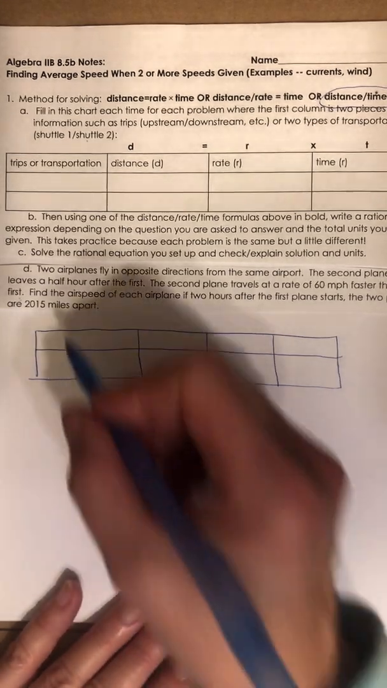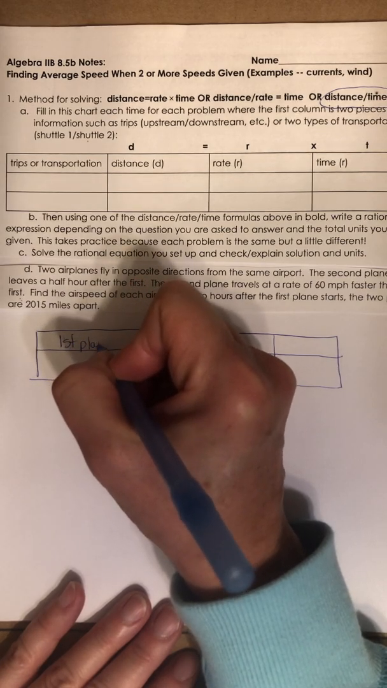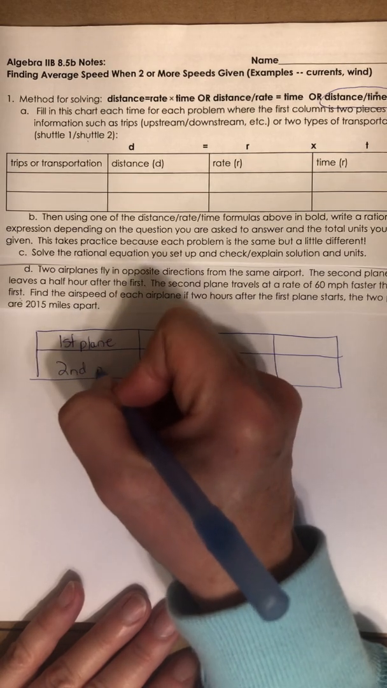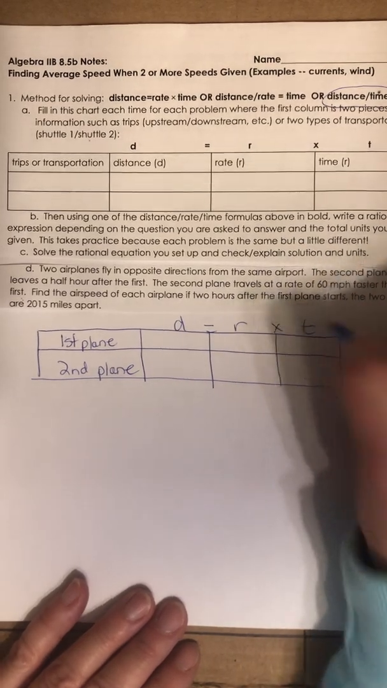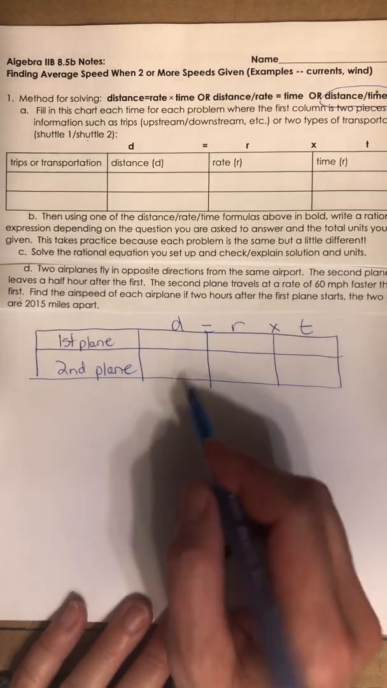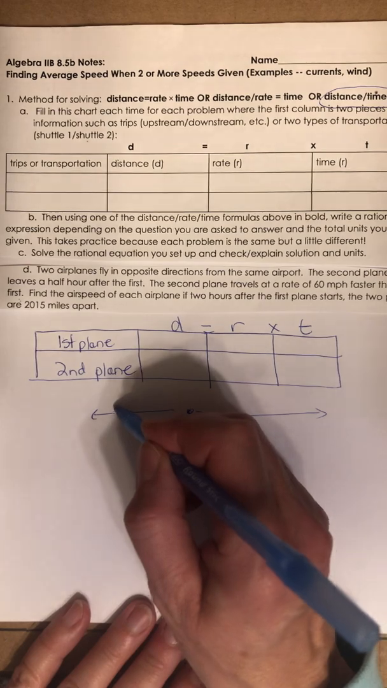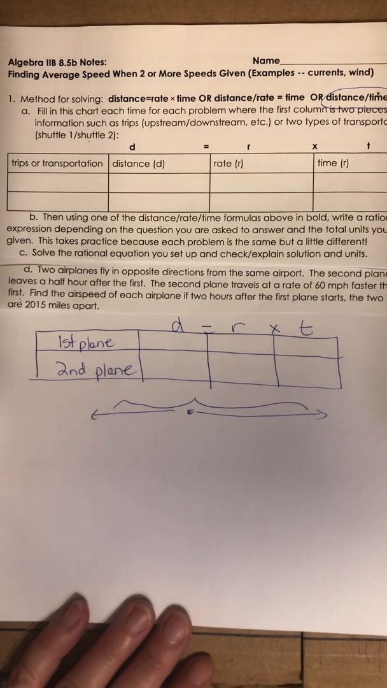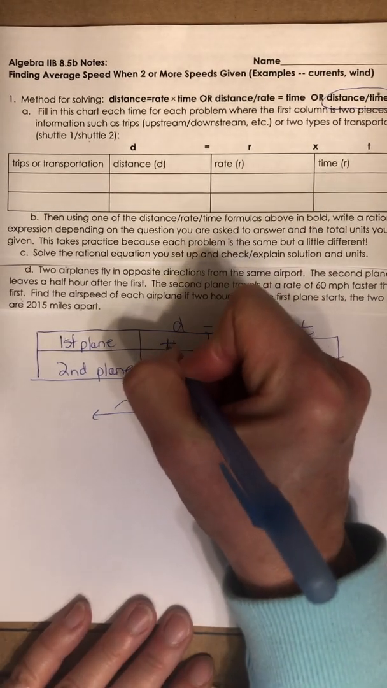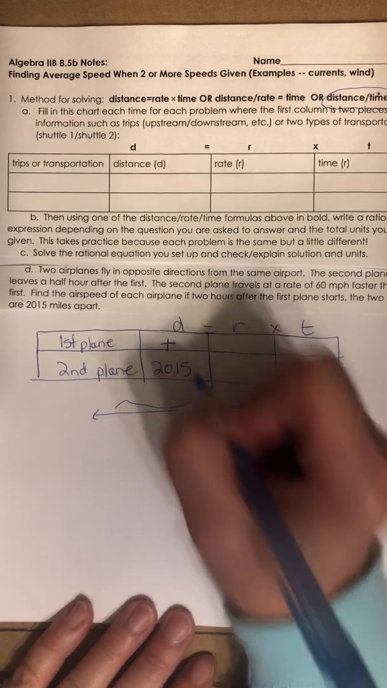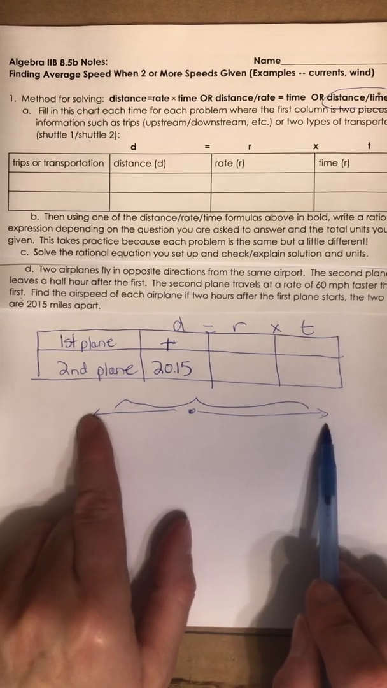Well, this is different. Okay, let's do first plane, second plane. Let's see if we can work this out. Distance equals rate times time. Now, the airplanes are flying in opposite directions, which means that they are adding their distance up. I don't have a distance for each, but I do know that the total distance is 2,015 miles. When they're going in opposite directions, the total distance is when you add them.